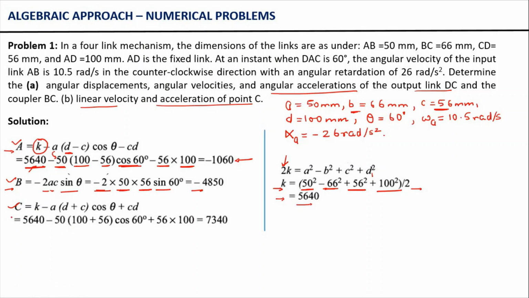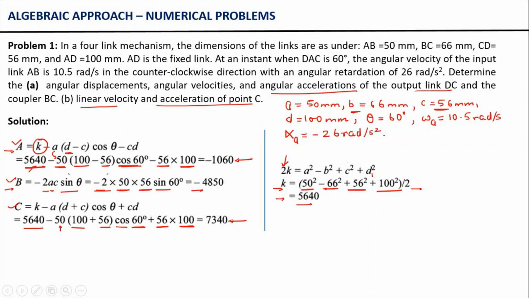Then in the end we will calculate the value of C. So C is again K, so K is 5640 minus a, so a is again 50, then in the bracket we have d plus c, so again d is 100, c is 56, and again we have cos of theta, that is cos of 60 degrees, plus c d, so plus c is again 56, d is 100, so plus 56 multiplied by 100. This will give you 7340.